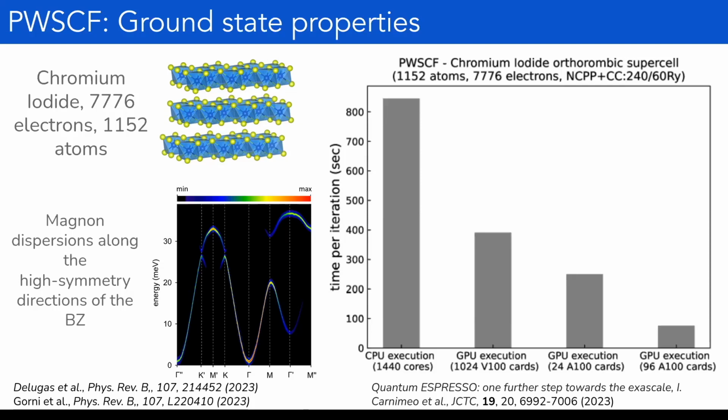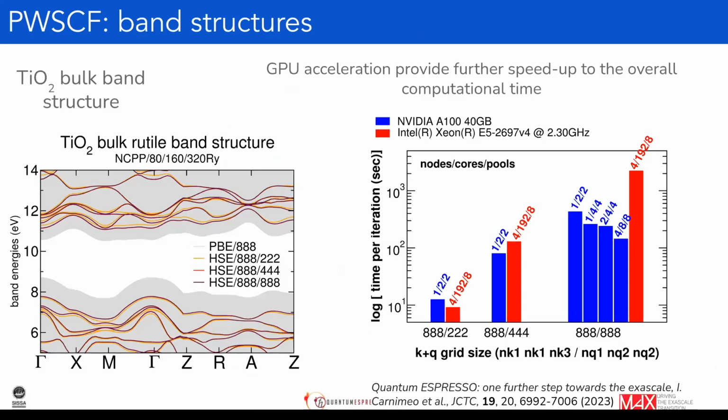Of course, there are other ways to do this. This is just to give an idea. It's not a rigorous comparison, but I think it's useful to have an idea of what you can do with GPUs. Here, another example is the calculation of the titanium dioxide band structure using hybrid functionals, which, as you know, are quite challenging with plane waves.